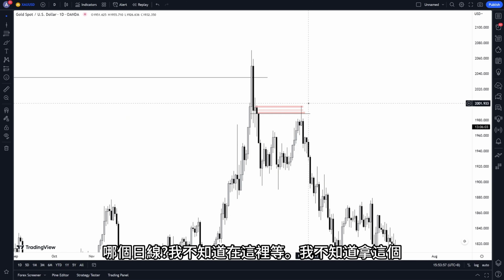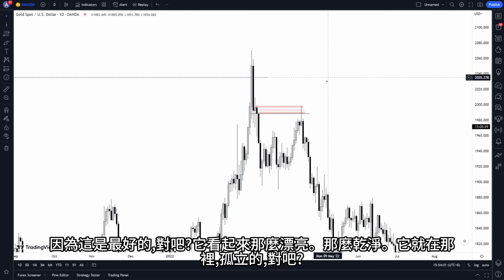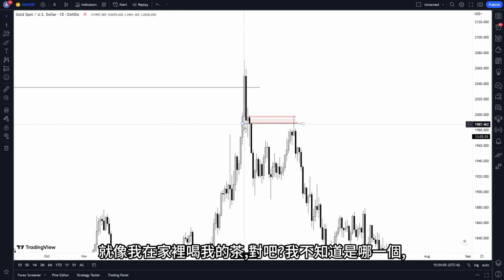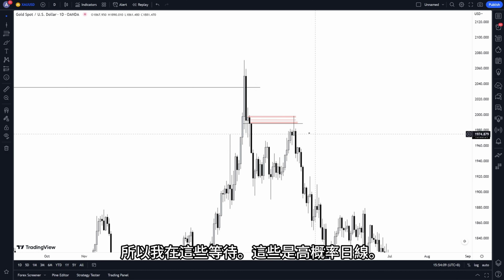Okay. So weekly was bearish, and I'm confused which daily. I don't know which to wait for here. I don't know to take this, because this is the best one, right? It looks so beautiful. It's so clean. It's just there, isolated, right? Like me in my house drinking my chai, right? I don't know which one. So I wait at these guys.